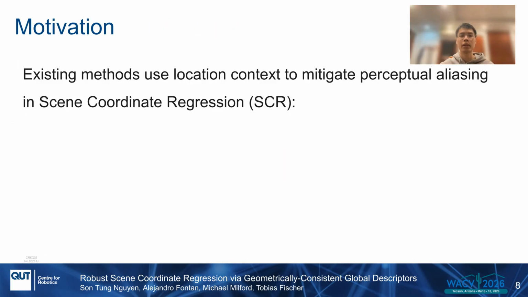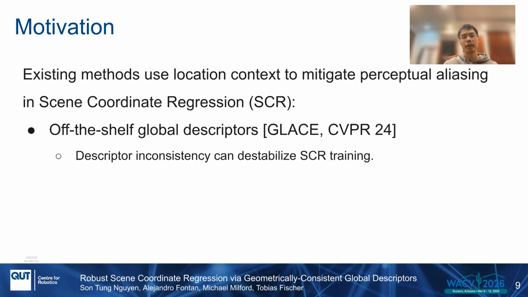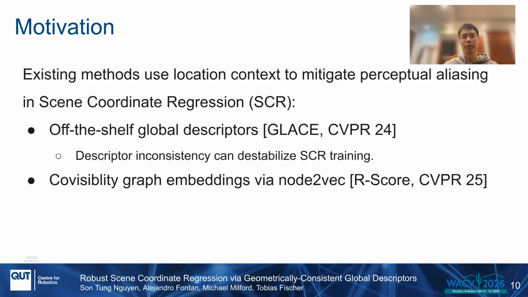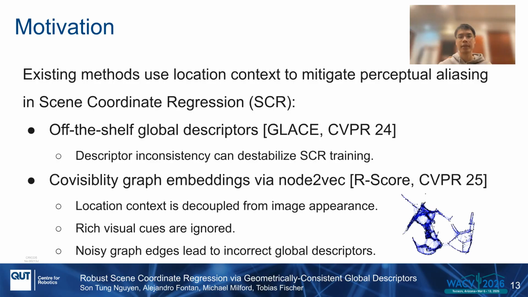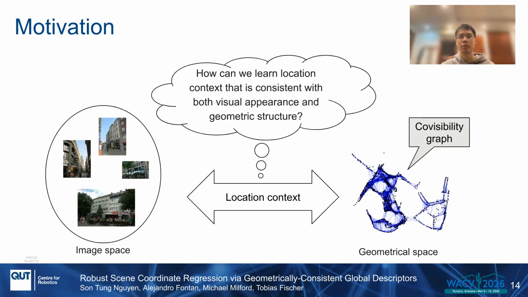Existing methods have been using location context to combat perceptual aliasing in synchronous regression models. Off-the-shelf global descriptors have been used. However, descriptor inconsistency can destabilize the training process. ACE-based approaches proposed to use the embeddings from the covisibility graph from the node2vec formulation. However, the location context is disconnected from the image appearance. Therefore, rich visual cues are ignored, and noisy graph edges may lead to incorrect global descriptors.